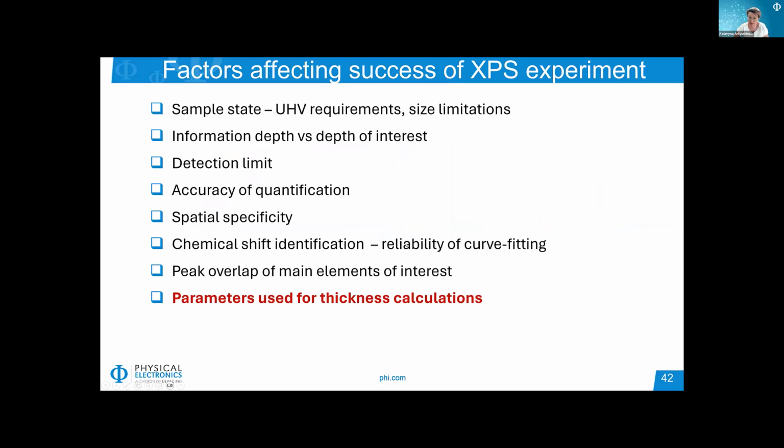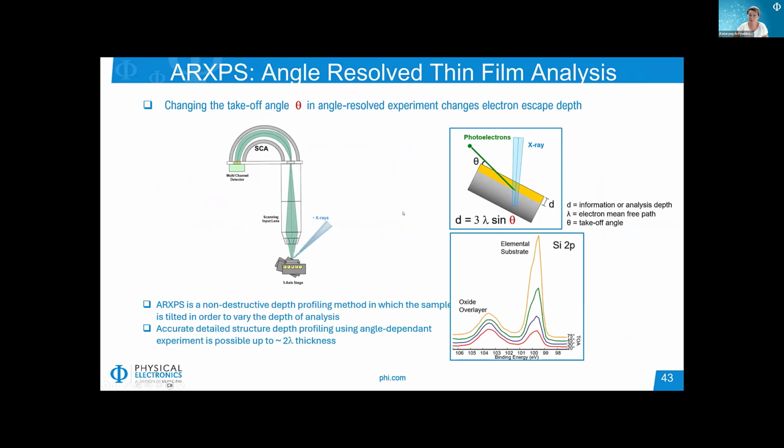The last factor that I'd like to address is the parameters that we use for thickness calculations. Angle-resolved experiment is a powerful experiment that allows us to calculate the thickness of thin films. When we change the angle in a takeoff experiment, remember the information depth equation. We have our information depth that is related to the inelastic mean free path, but it is also related to the takeoff angle. So when we tilt our sample, the effective travel depth of the electron stays the same, but the information depth from which we sample decreases.